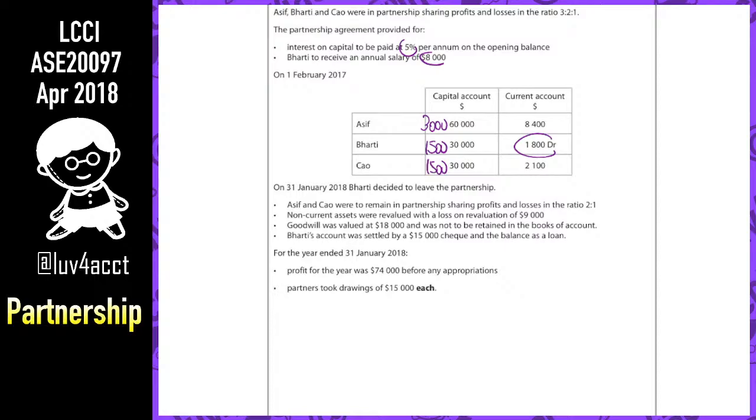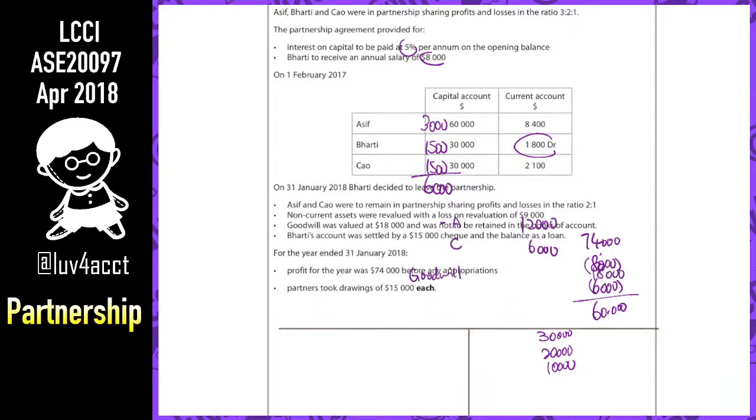Total interest on capital will be 6,000. Okay, if that is the case, 74,000. Salary 8,000. This one 6,000. We have 60. Okay, and then B would be able to get 20. Okay, 30 here, 10 here.